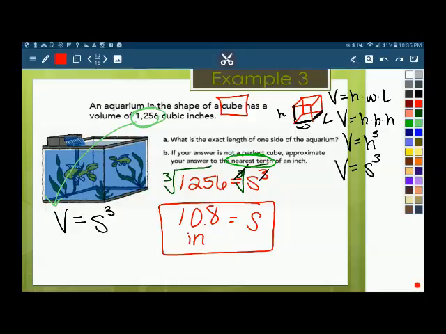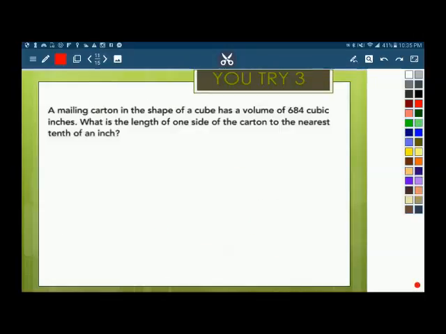So go ahead and give this a try in your third U try. Again, they're saying this is a cube. So make sure you're just applying the formula that the volume is equal to side cubed.